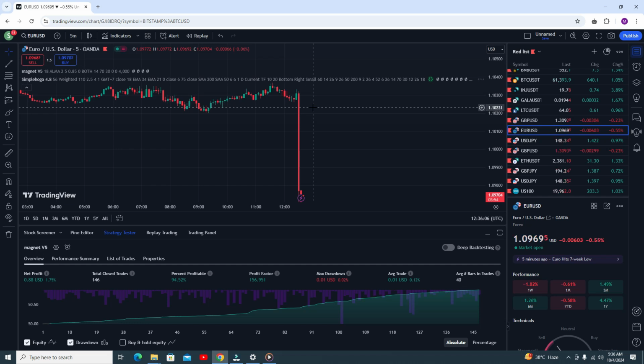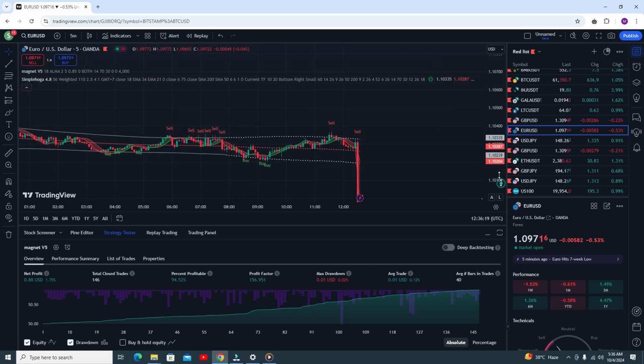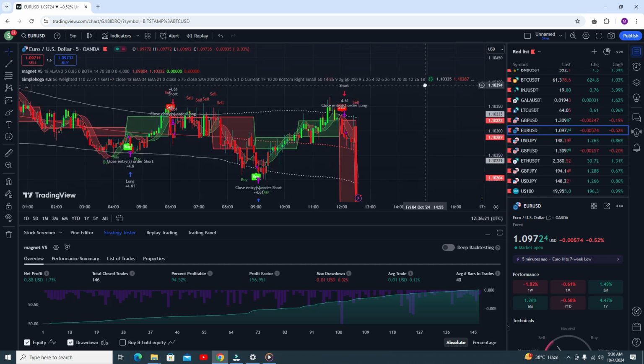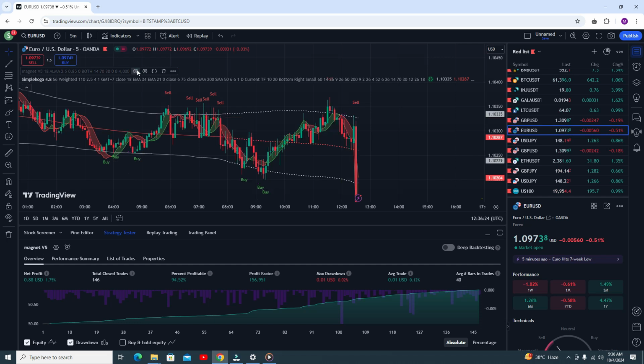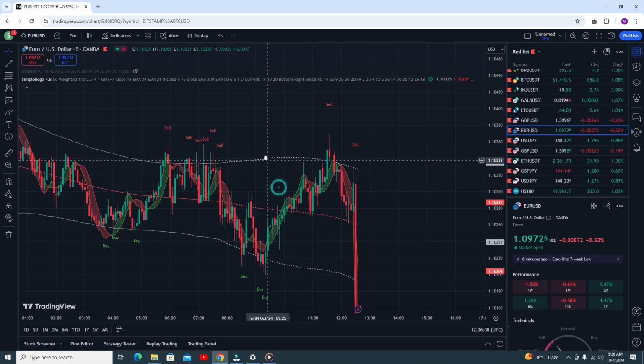I put a lot of effort to make this indicator, Magnet V5. I put a lot of effort to make this indicator, but here you can see the second indicator is giving you. Let me show you the whole details. So we need to discuss the whole details. First watch the complete details, then we will discuss more.